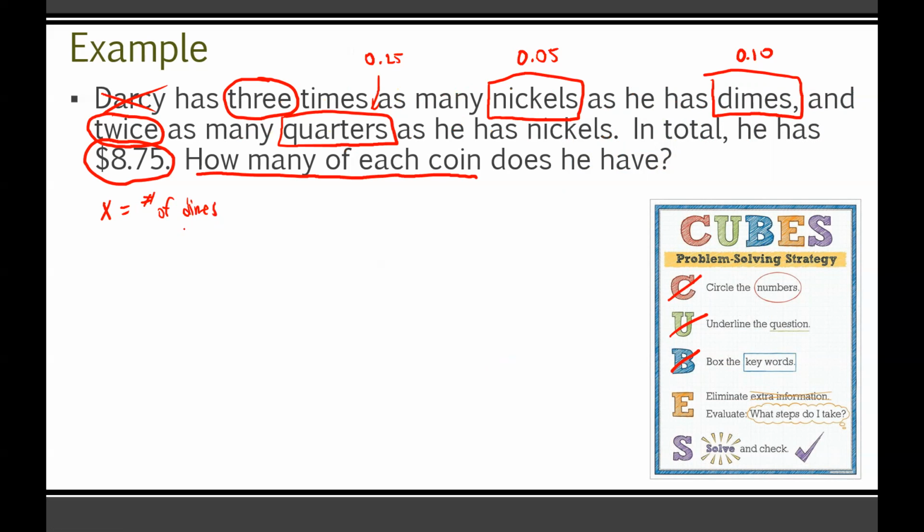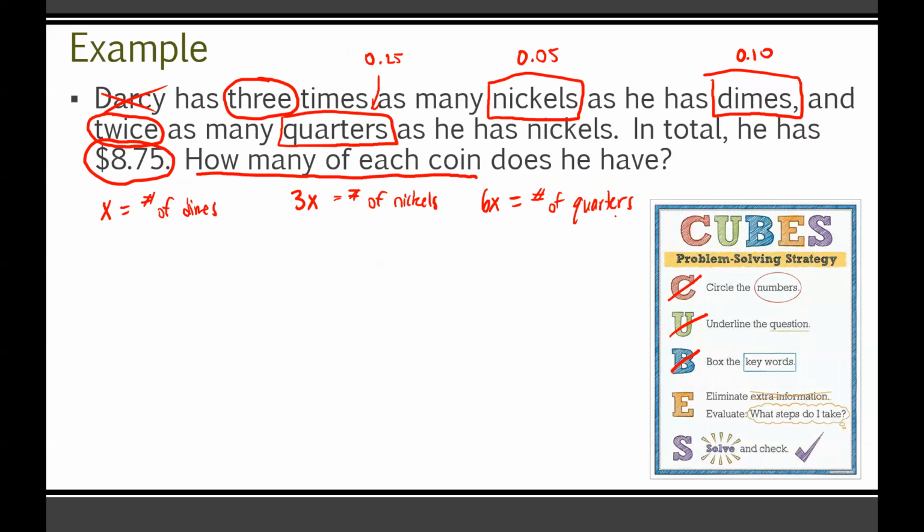If x is our number of dimes, then 3 times that is the number of nickels we have. So we could say 3x equals the number of nickels. And now the number of quarters we have is going to be twice as many as the number of nickels. Well, the number of nickels we have is 3x. If you times that by 2, 3x times 2 is 6x. 6x is going to be the number of quarters.